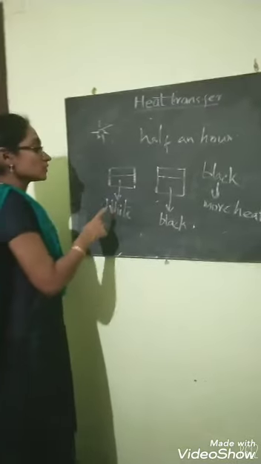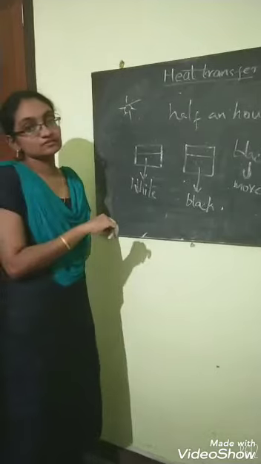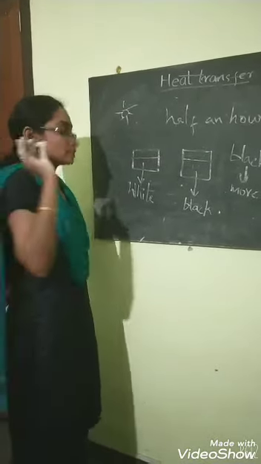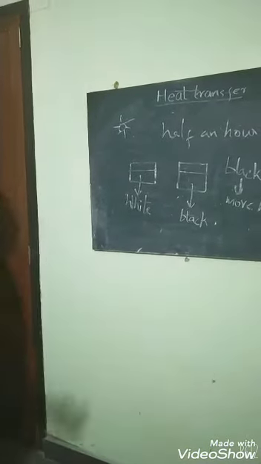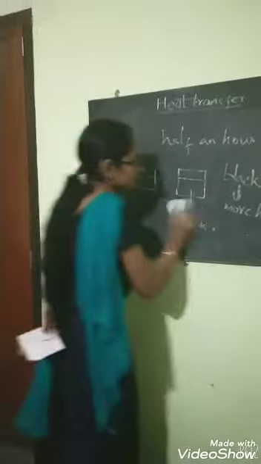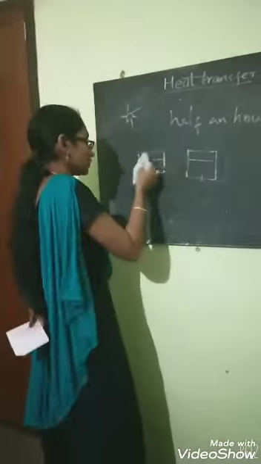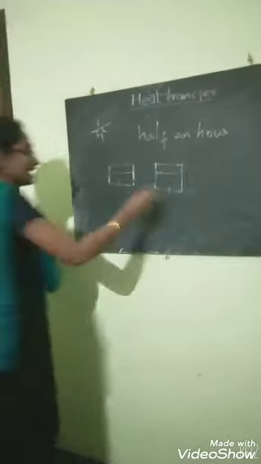Black color absorbs more heat. So then what about white color? It absorbs heat but in a small amount. So we are doing another experiment with again two boxes, which are painted white and black.